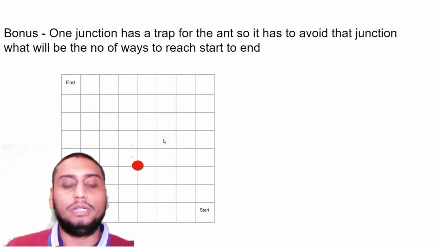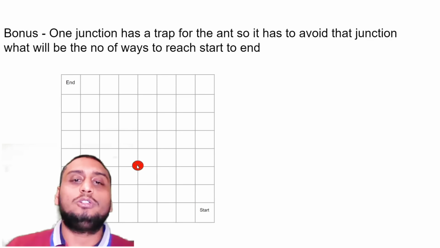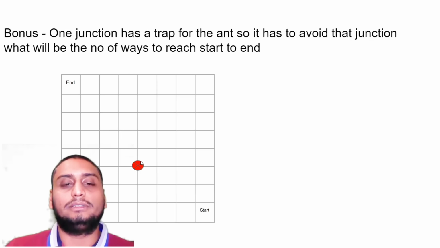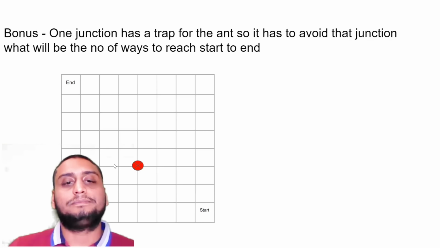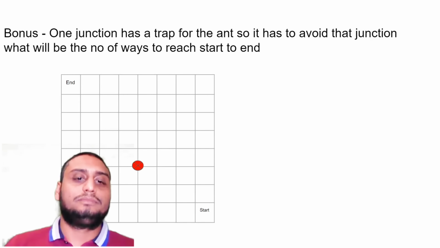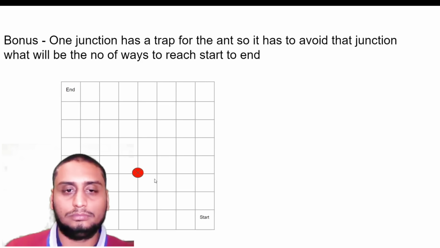So the bonus problem is that this particular junction, this point, has some track on which the ant would be trapped. So the ant wants to avoid this particular junction. Now you have to tell me what is the total number of ways from here to here. So to avoid this, you understood now? Through this, the ant cannot pass. Because if it goes through this particular junction, it would be trapped. There is something kept. Now use your knowledge from the last problem and then give the solution to this.